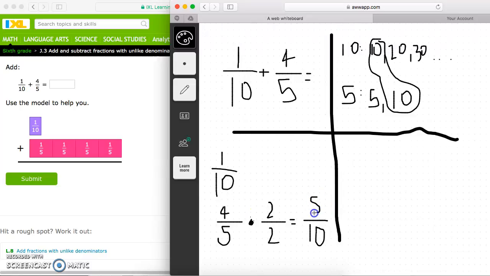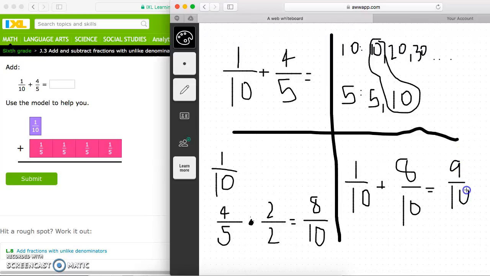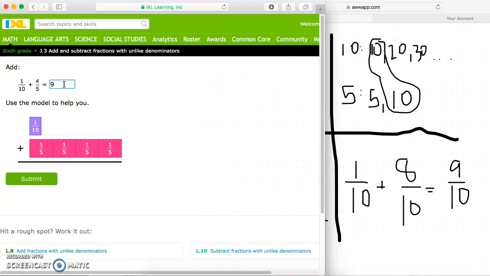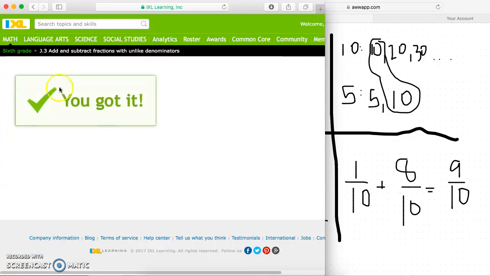4 times 2 gives us 8. Now I have both of my fractions that are out of 10. I have a common denominator. So now I can just add 1/10 plus 8/10. I change 4/5 into 8/10. And then I just add. 1 plus 8 is 9. My denominator does not change, so my final answer is 9/10. When I'm entering this in on IXL, I just write my numerator and then I use a slash. There you go.